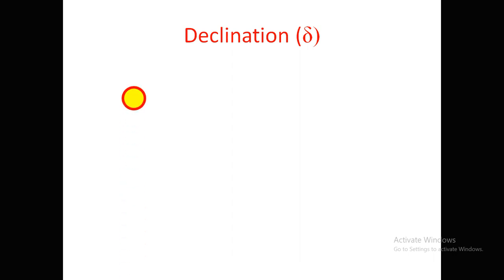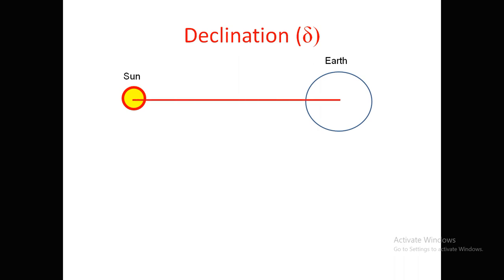First we need to consider the sun, which is very bright, and the mother earth, and we need to join the centers of both the sun and the earth. We consider the equatorial line, the equatorial plane on the earth, which is the north-south plane. Now the angle between the equatorial plane and the line joining the centers of the sun and the earth is called declination, delta.